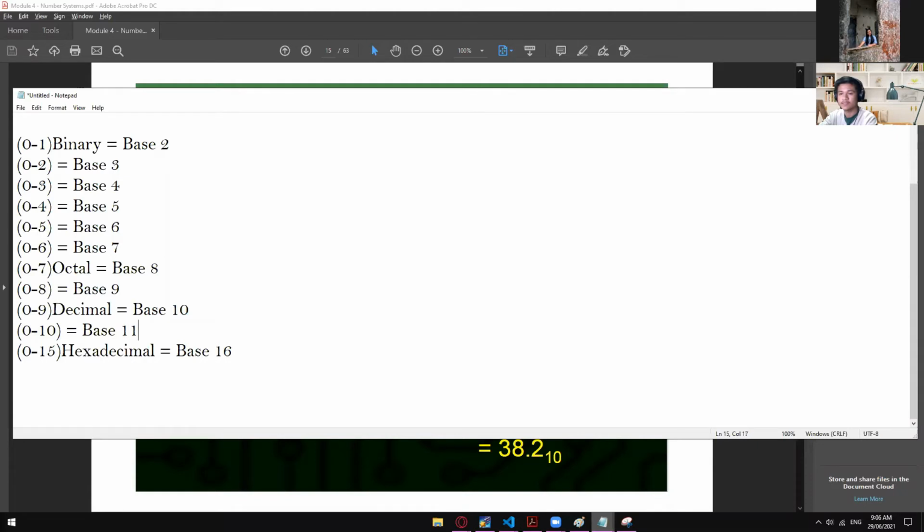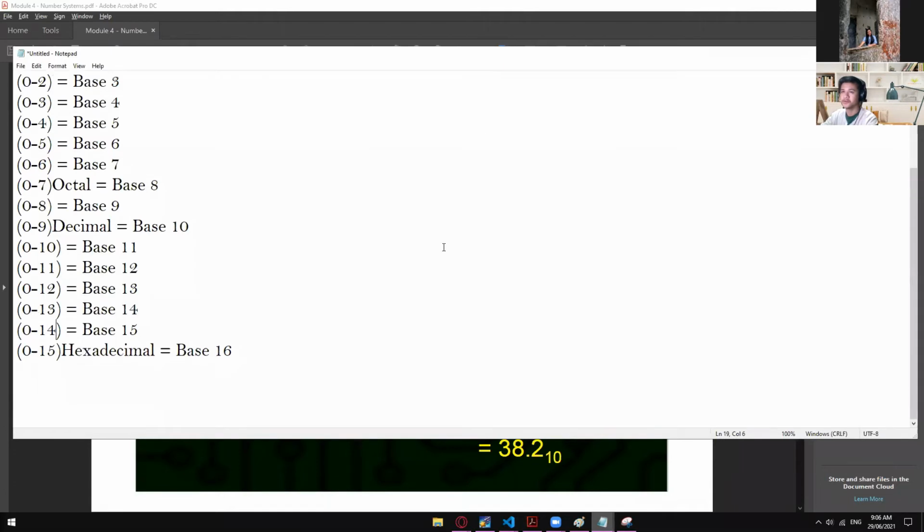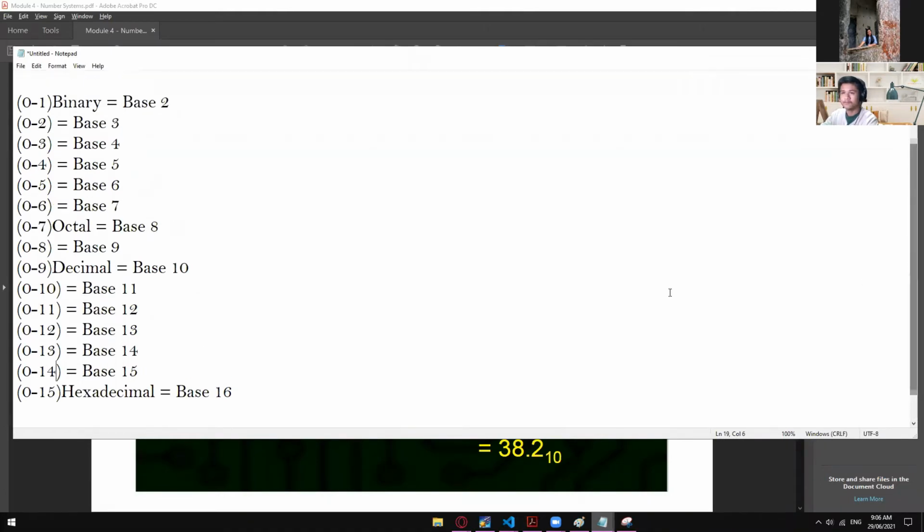Base 10, base 11. And then 0 to 11 is base 12, and so on and so forth. Okay, so let me just finish this one. 12, 13, 14, 15. And this one now is 12, 13, 14. So there you go. So we only have 4 proper namings.